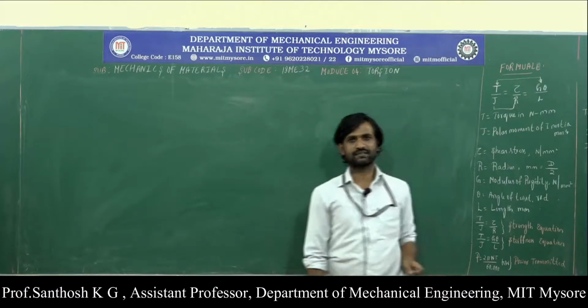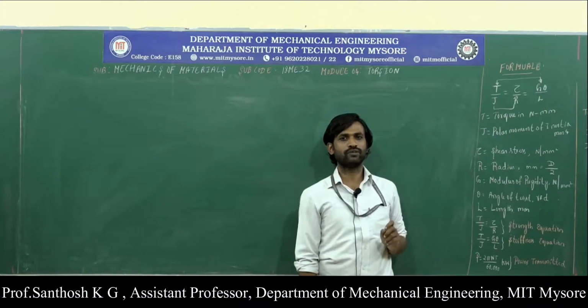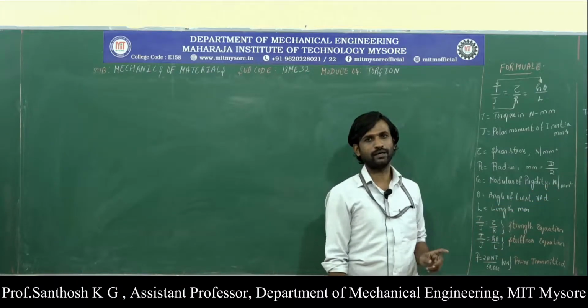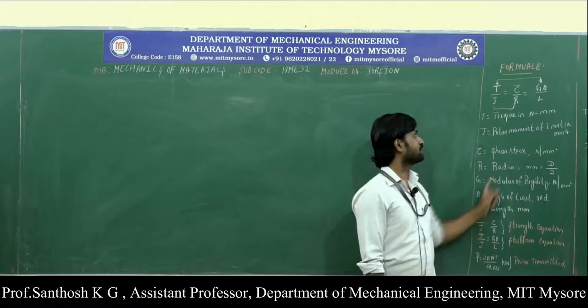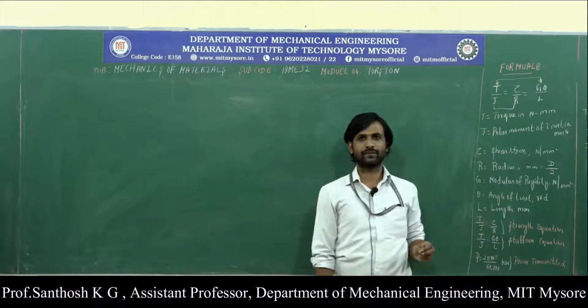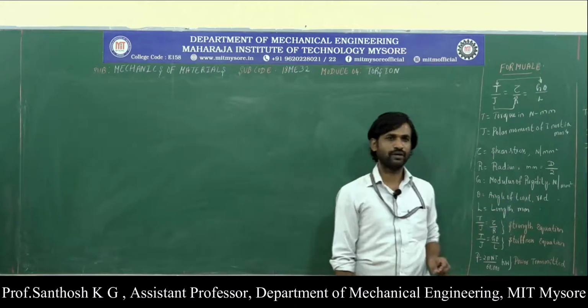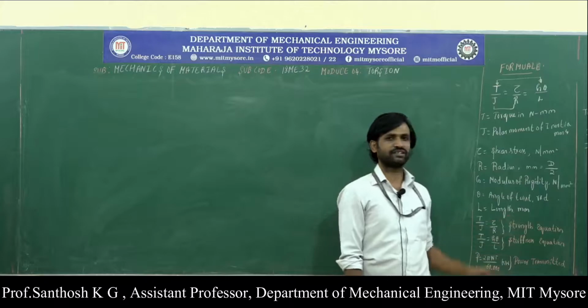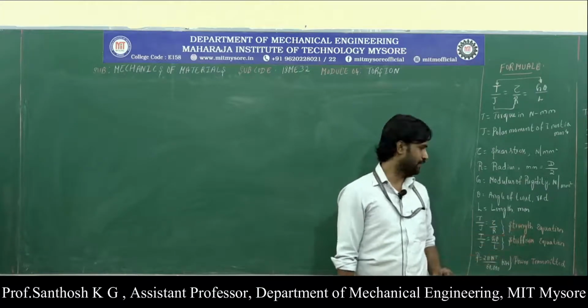G represents the modulus of rigidity and it should be in Newton per millimeter square. Theta represents the angle of twist and it should be in terms of radians. L represents the length of the shaft in terms of millimeters.